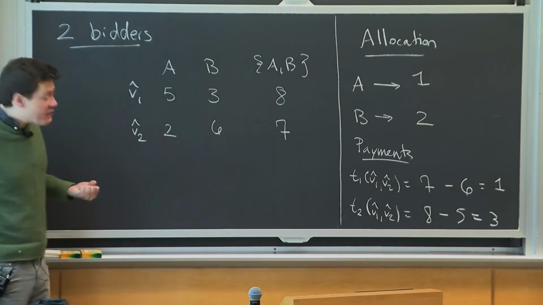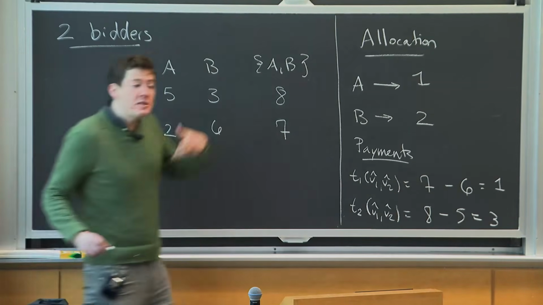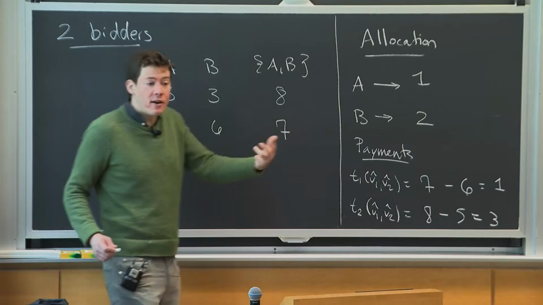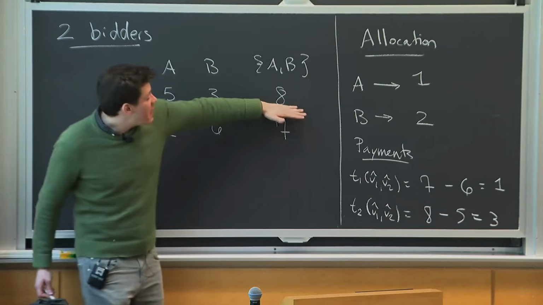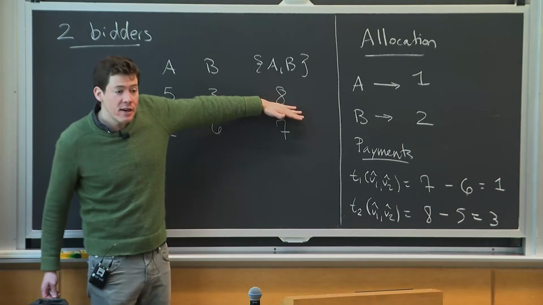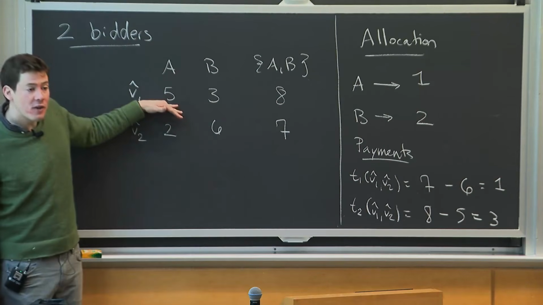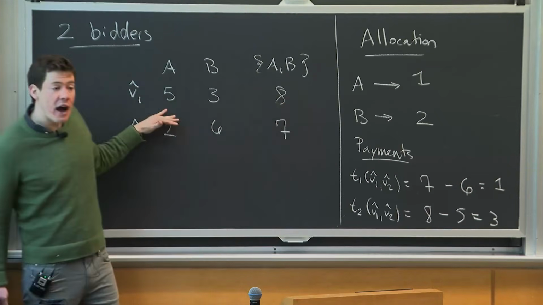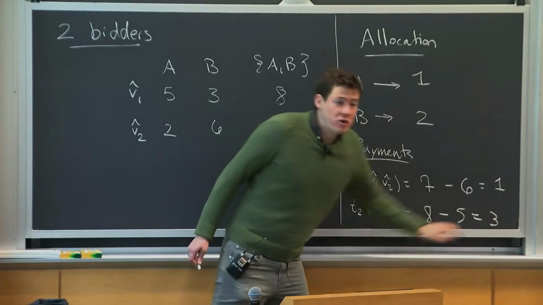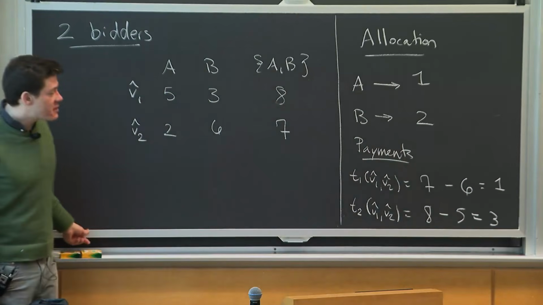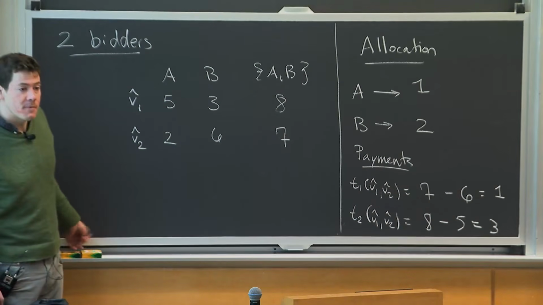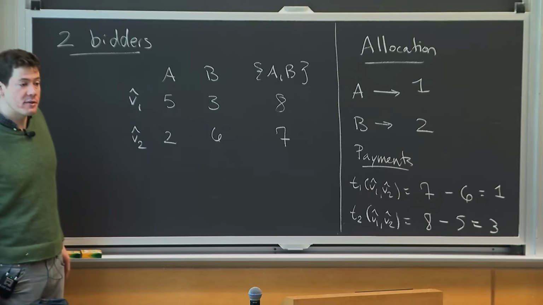Why does bidder 2 have to pay more? Because bidder 2 has a bigger externality on bidder 1. Bidder 1 would have been able to get everything together, A and B, but because of the presence of bidder 2, they only get item A by itself, and the difference in utility between 8 and 5 is 3, which is a larger number. And this completes the specification of VCG for this particular profile of bids.